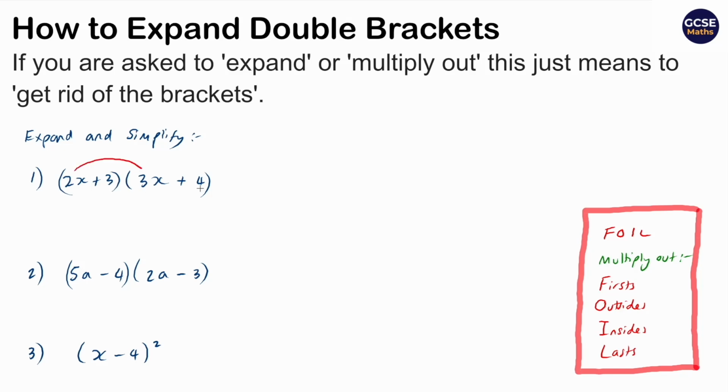First, positive and a positive is a positive. 2 times 3 is 6. x times x, x squared. Outsides, positive, positive is a positive. 2 times 4 is 8. x on its own. There we go.